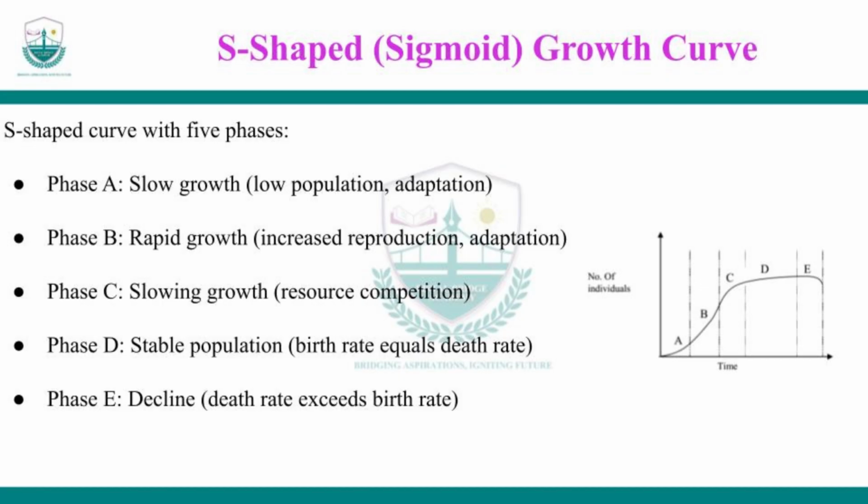Phase E, decline phase. If resources dwindle or environmental conditions worsen, the death rate exceeds the birth rate. This model closely reflects what happens in real ecosystems under resource constraints.